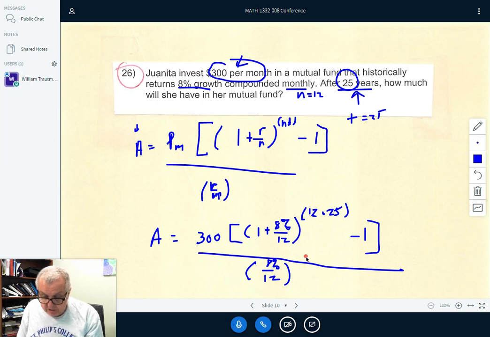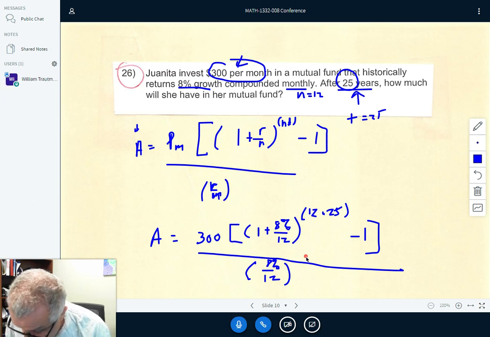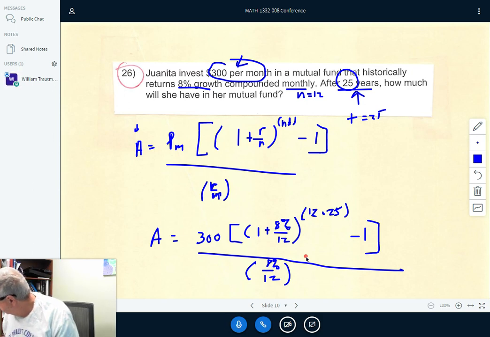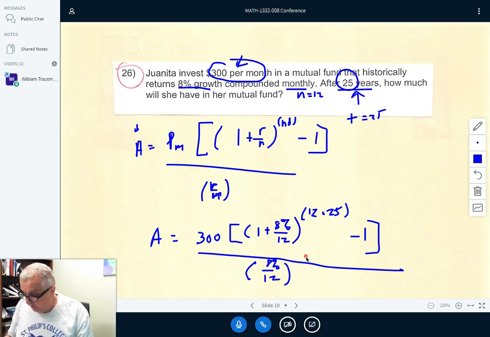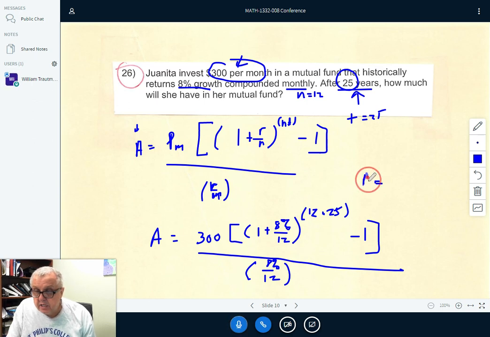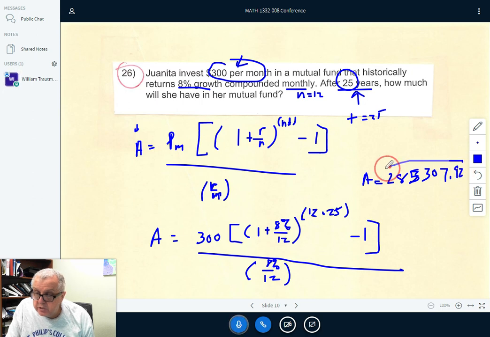Parentheses, fraction, 8% over 12. And I get 28,307.92. Perfect. So the answer I got was 28,307.92, rounded to 2 decimal places.